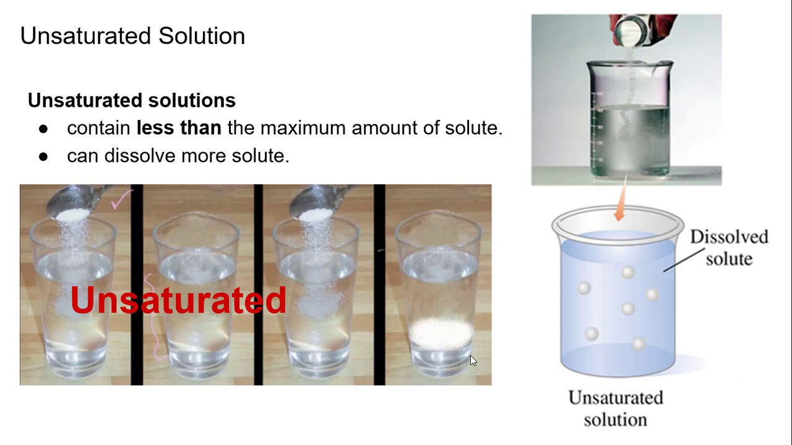Okay, so there's two terms, and they might be a little confusing at first. Unsaturated. Unsaturated is what we normally deal with. We have water and we add salt, it dissolves. That means it's unsaturated. It can keep dissolving. It is less than the maximum amount of solute, and you can keep adding more and more because you have not reached that solubility value for the salt in water.